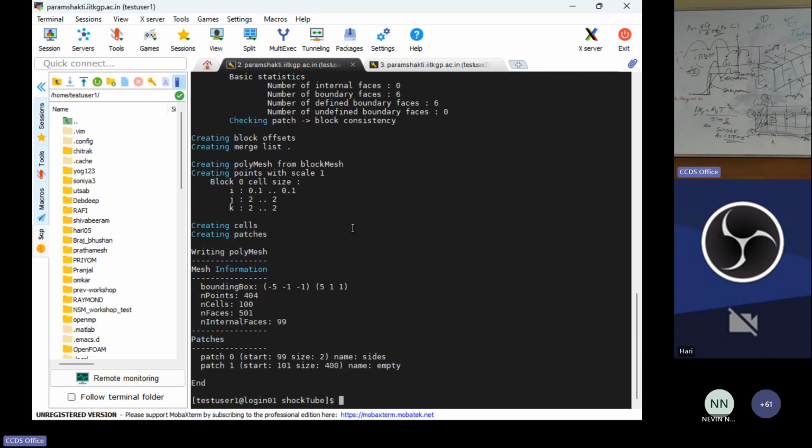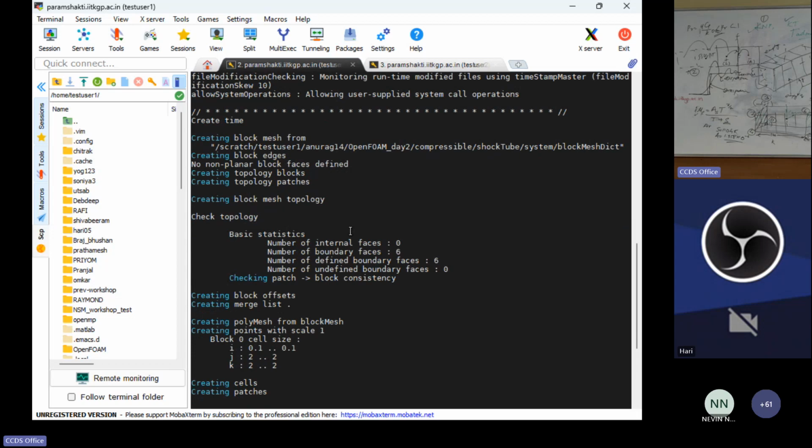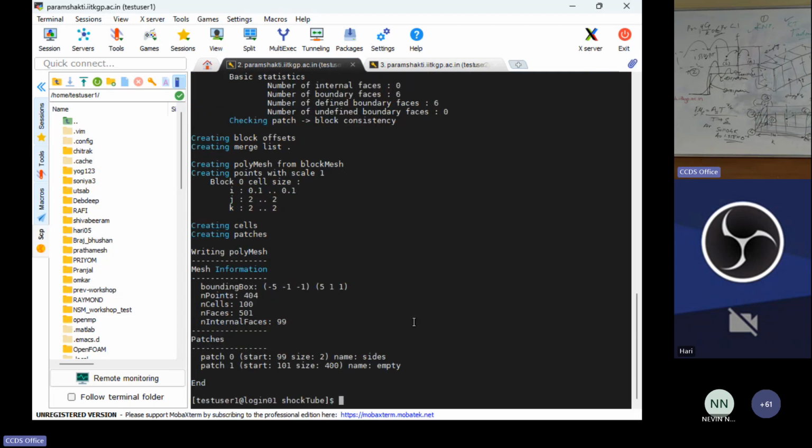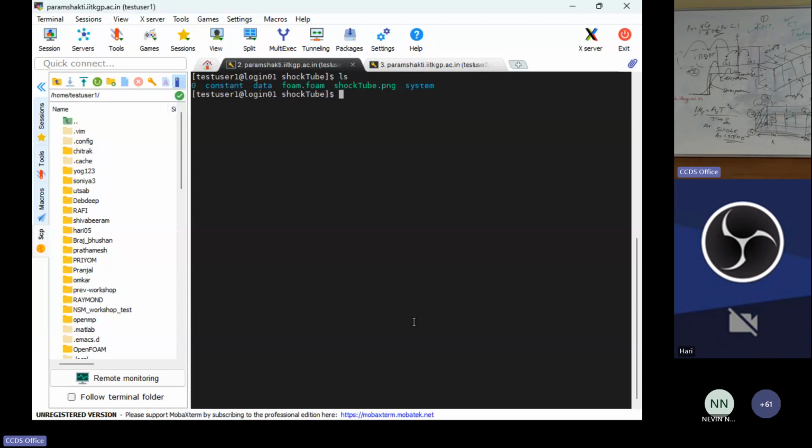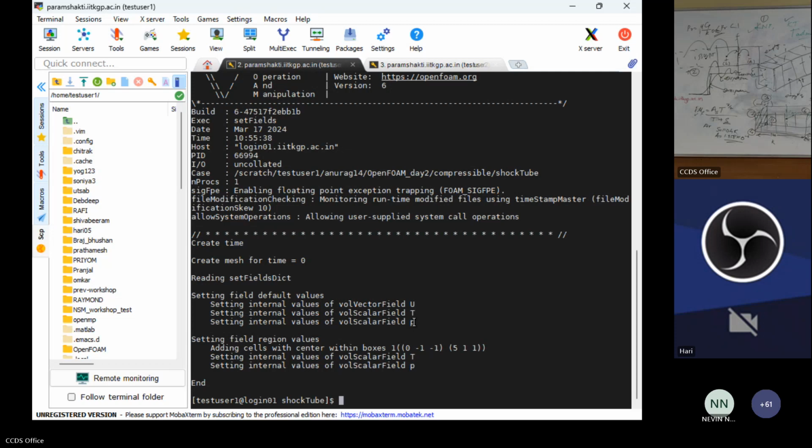So this has typically created a blockMesh file. It has read the blockMesh file and converted it into an OpenFOAM readable mesh. And after that, you need to do setFields. First step is blockMesh. Second step is setFields.